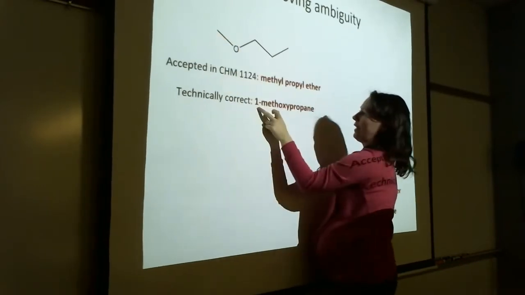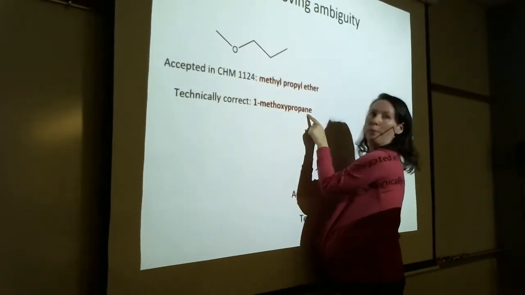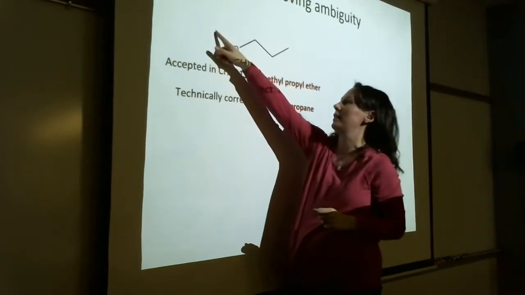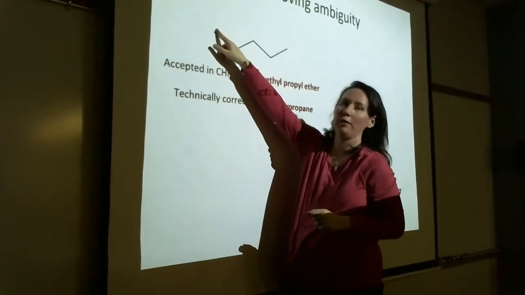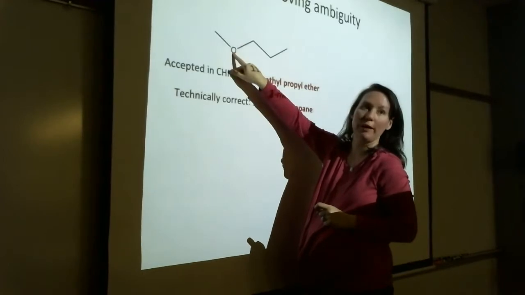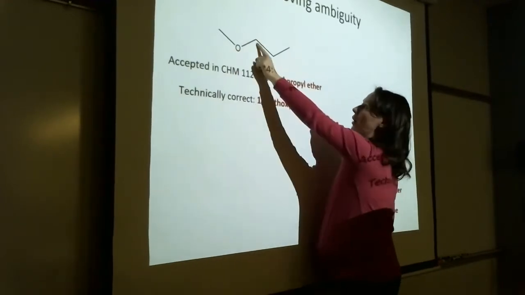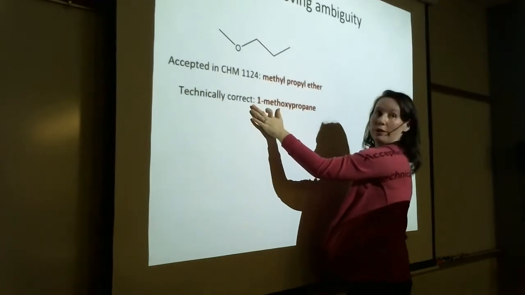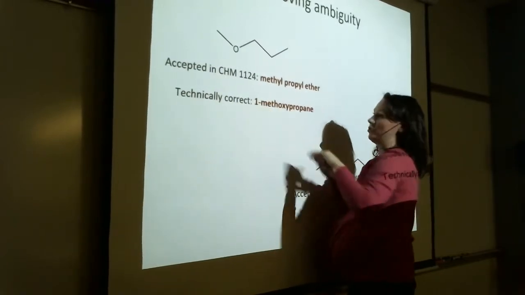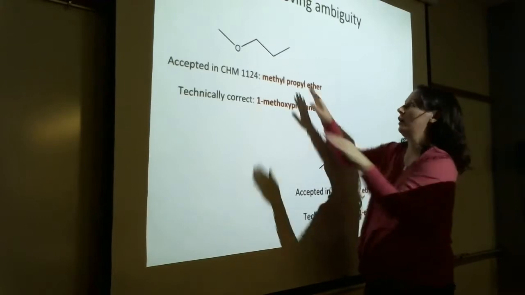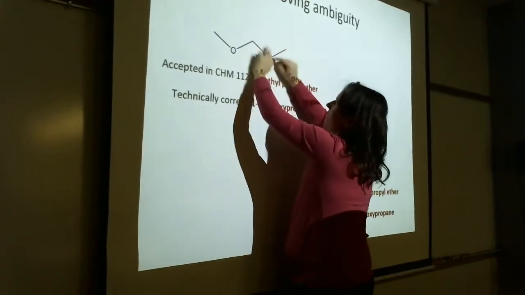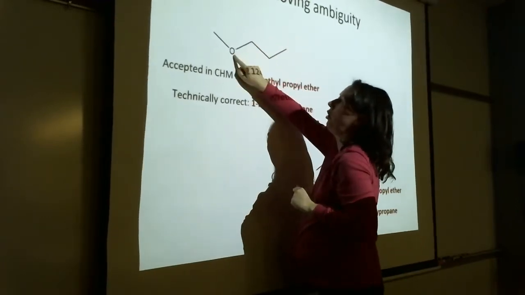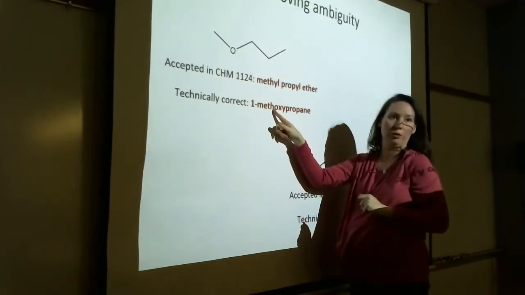And so that's why the name is 1-methoxypropane, because this is a meth, right? And then the oxy refers to the fact that it's an ether, and it's on carbon number 1 of the propane. So this is the technical name, 1-methoxypropane. This has no ambiguity in it whatsoever, right? Because you've got a propane, and on carbon number 1, you've got an O with a methyl group.